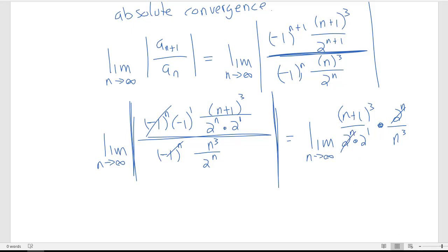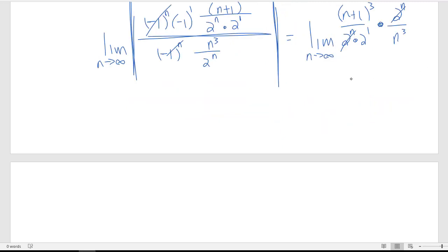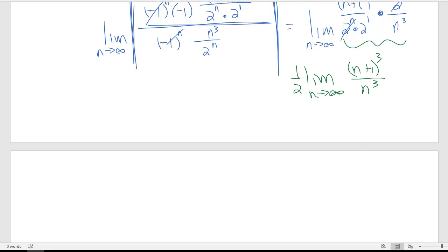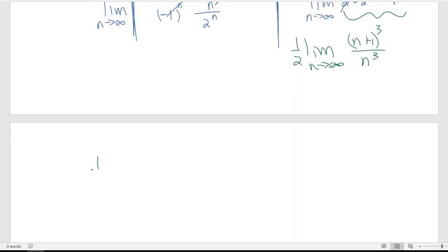And so what I'm left with is, and now I'm running out of digital paper here, so bear with me for a second. What I'm left with here, the 2 to the n's canceled, I'm left with a 1/2, so I have really n plus 1 cubed over n cubed, and the 1/2 I'm going to pull outside the limit. And that's really what I'm ending up with for my final step to evaluate that limit. Now let me leave that there for a moment. So I have 1/2, and I'm doing the limit as n goes to infinity.